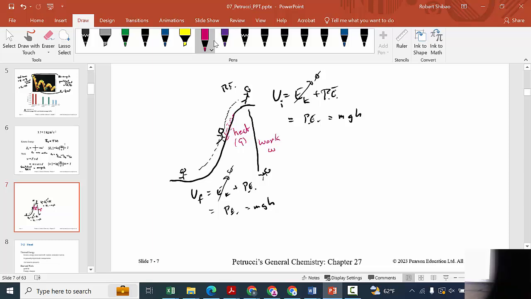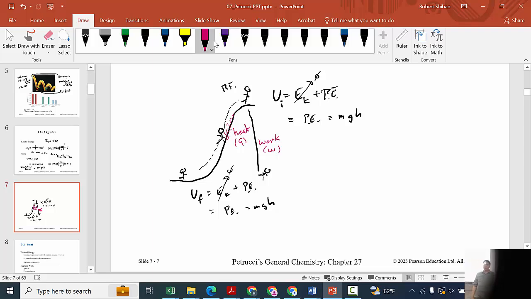Or you might have a combination of, since the first law says energy is going to be conserved, it could be a combination. So it could be all heat, no work, or it could be a combination of heat and work, or it could be just work.